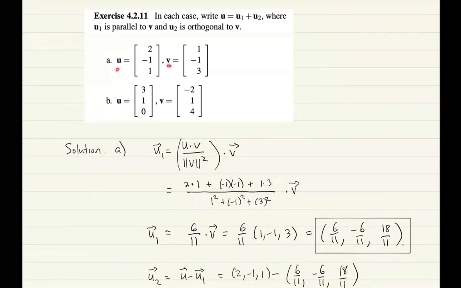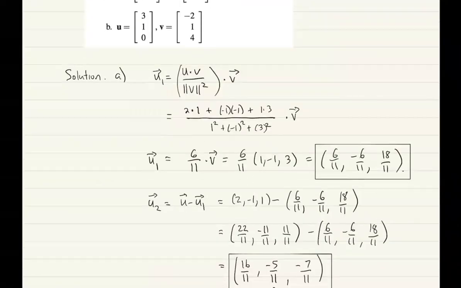Okay, so U dot product with V is 2 times 1, -1 times -1, and 1 times 3. Add them all up, and you would get 6. That's the numerator here, U dot V. The denominator is the norm of V squared. So you take 1 squared, -1 squared, 3 squared, add them all up. To get the norm, you would take the square root, but here we have the norm squared, so we don't have to take the square root. And so we get the scalar simplifies to 6/11. So that's 6/11 times the vector V.